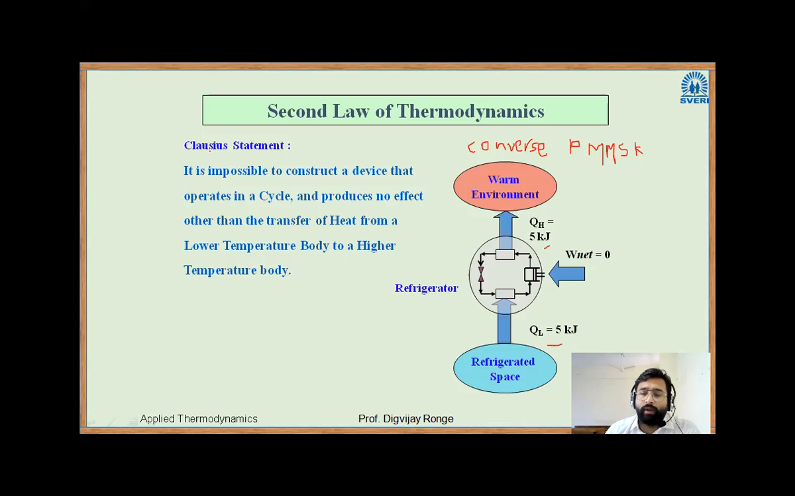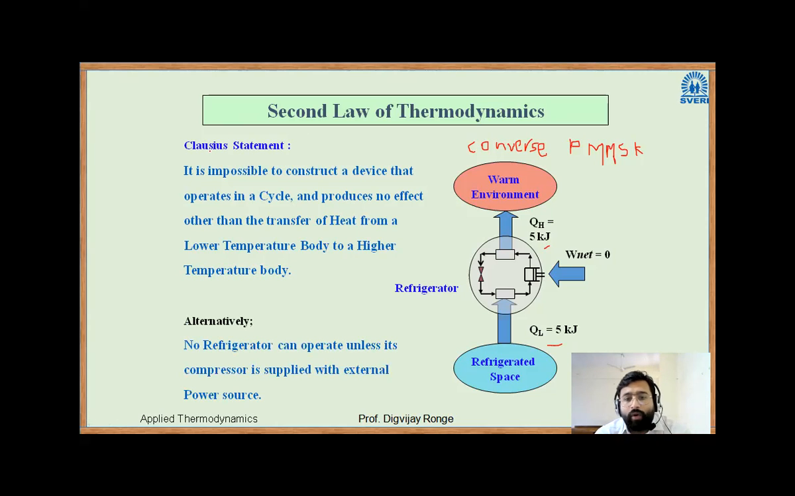Why is it not possible? Because naturally, heat always flows from higher temperature to low temperature, right? But to transport heat from low temperature to higher temperature, it cannot take place on its own. It needs some external work. External work can be supplied in the form of a pump or compressor. In a general refrigerator, we are using a compressor. Alternately, no refrigerator can operate unless its compressor is supplied with an external power source.